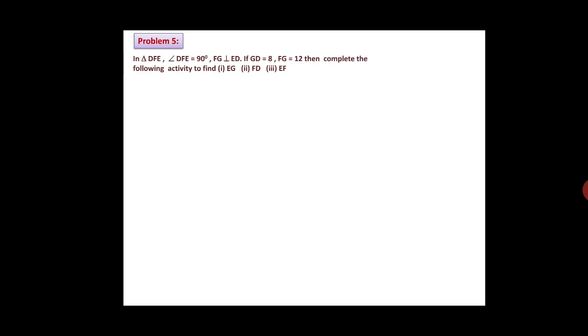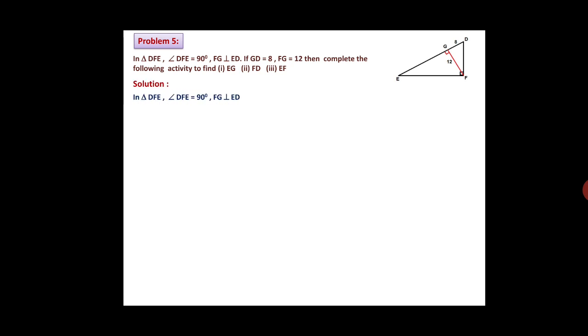How it could be: in triangle DFE, angle DFE is 90 and FG is perpendicular to ED. If GD is 8 and FG is 12, then you have to complete the following activity to find these three values. That is, FG is given and GD is given, and you have to find the values EG, FD and EF.